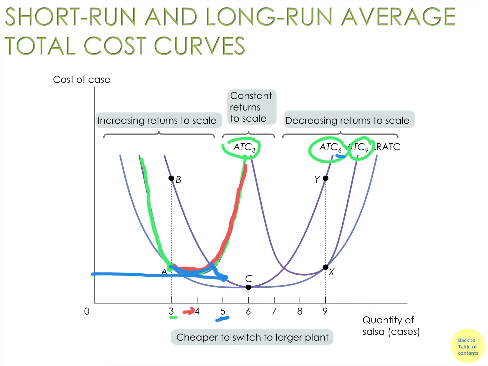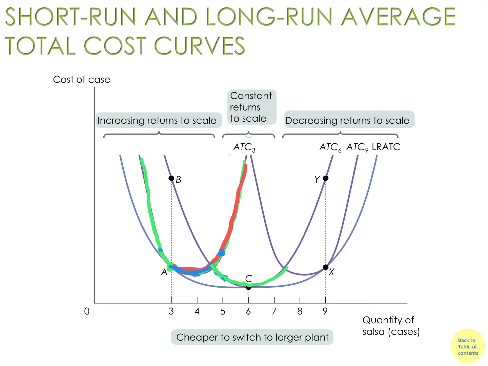So this curve right here, ATC 6, starts being a better deal than the lower plant size. At 5, the cost per unit, if we switch into the new bigger plant size, is like 3, whereas if we stayed in the old smaller plant size, it'd be something higher. So we lower our costs by getting into the bigger plant size.